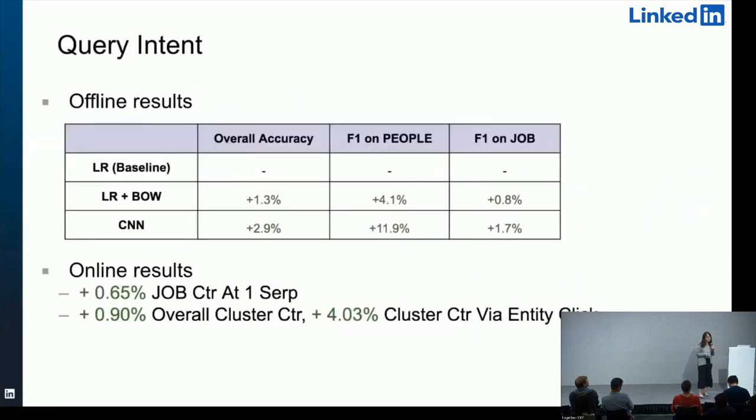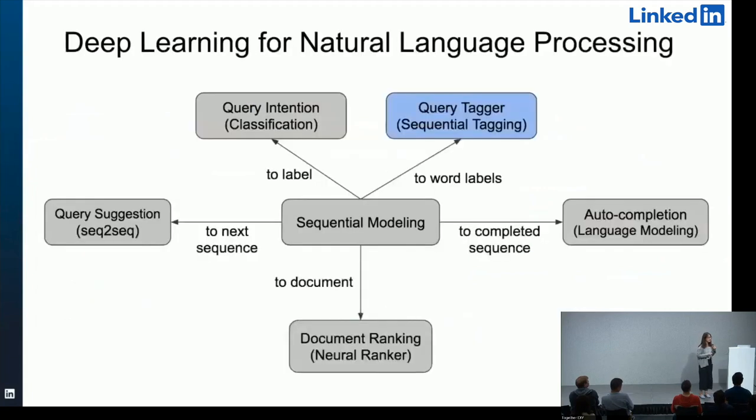We also want to show some offline and online results here. As we can see, the overall accuracy of the CNN model is increased. We also see an increase in F1 scores on the different search verticals. Online results also show that click-through rates increased across different verticals, as well as overall clicks and CTRs. So that's pretty much it about query intention. I'll hand back over to Wei Wei to talk about query tagging, and what follows.